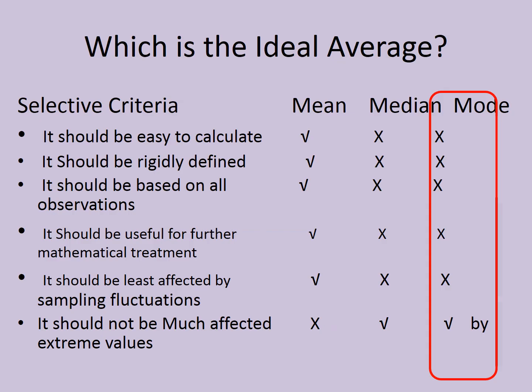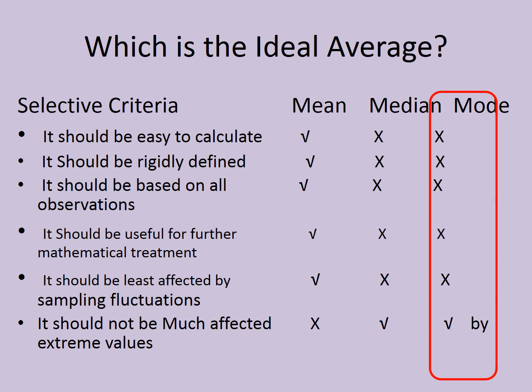Okay, now let's compare our three measures of central tendency which are commonly used. So again, mode is not as easy to calculate when we compare it with the mean. It is not rigidly defined, it is not based on all observations. Again, it is not useful for further mathematical treatment, and it is not least affected by sampling fluctuations. But since we are not considering all the observations, it is not much affected by the extreme values.